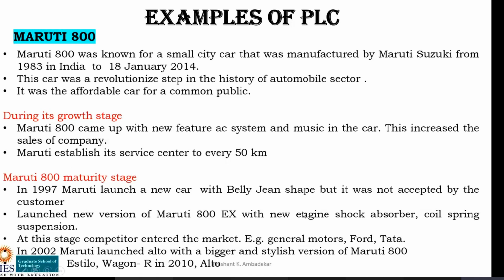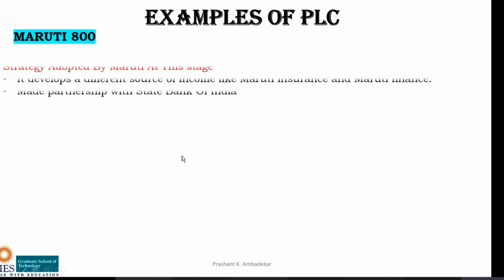Then in the maturity stage, they also tried to launch a few more vehicles. They launched the 800 EX, then Estilo, Alto, then Wagon R was also launched. And in 2002, Maruti launched Alto as a bigger and stylish version of Maruti 800. All this was done in the maturity stage so that Maruti remains in the market. Also, other companies started to come up like General Motors, Ford, Tata, and because of those, the sale of 800 was reduced and it came into the decline stage.